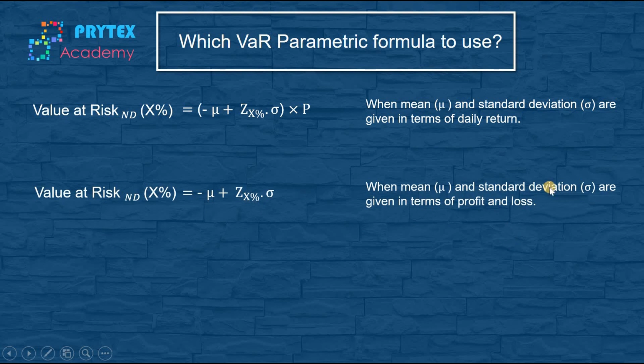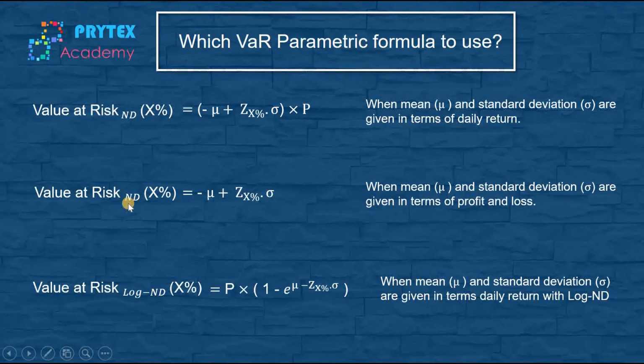Now, if the mean and standard deviation are given in terms of profit or loss, then we use this formula. This is a more simplified version. We don't use the portfolio value because inherently all the information has been captured by mu and sigma, that is, by the mean and standard deviation, if it is provided in terms of profit and loss.